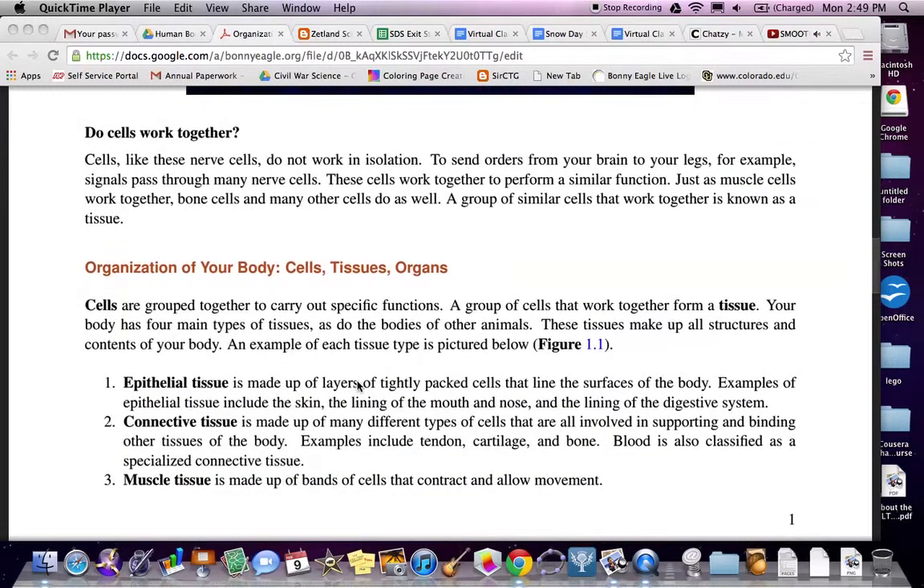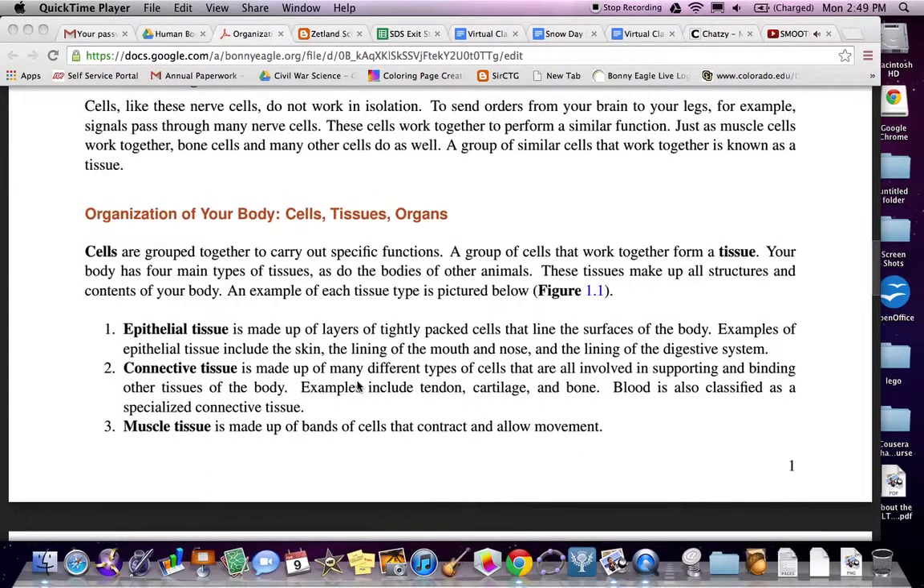Organization of your body. Cells that group together to carry out specific functions. A group of cells that work together forms a tissue. Your body has 4 main types of tissue, as do the bodies of other animals. These tissues make up all the structures and contents of your body. An example of each tissue is shown in the picture below.